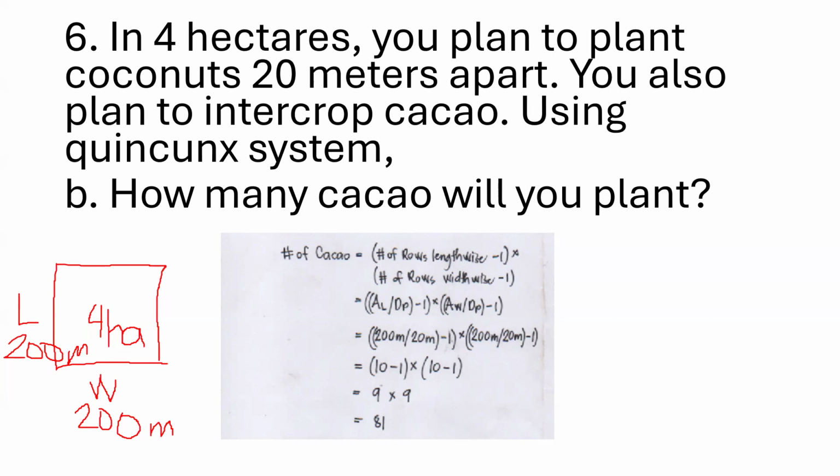200 meters divided by 20 meters is 10. Bring down minus 1 times 200 meters divided by 20 meters, 10. Bring down minus 1. 10 minus 1, 9 times 10 minus 1, 9. So 9 times 9 is 81. So the number of cacaos all in all is 81.